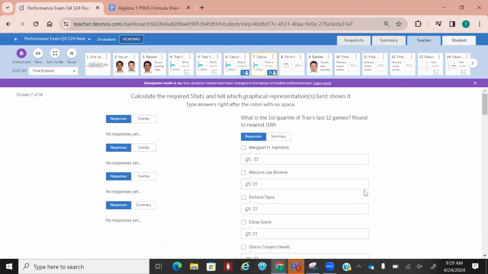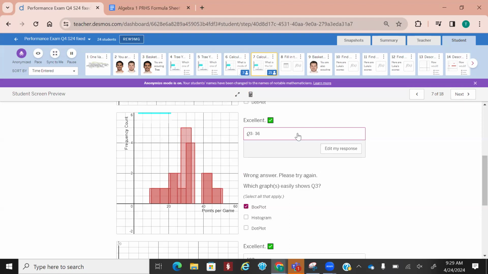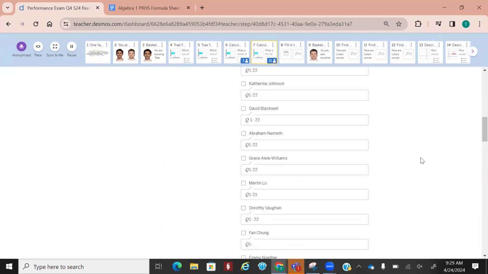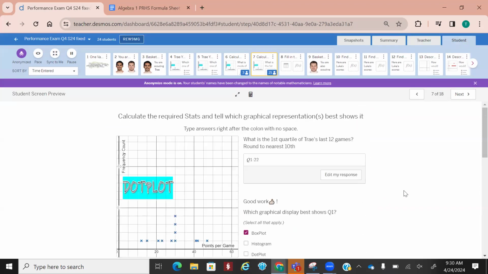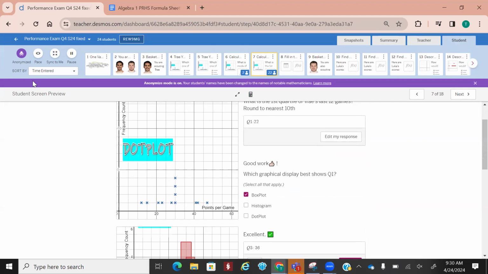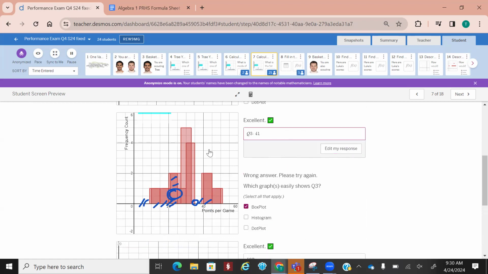So let's try these. 35.5. 35.5 is not right. 36 isn't right. All right, what was the median for my dot plot? Right there. Okay, so for my upper quartile, it's whatever this number is. So looking at it, that's 41. So let's check our Q3. Should be 41.